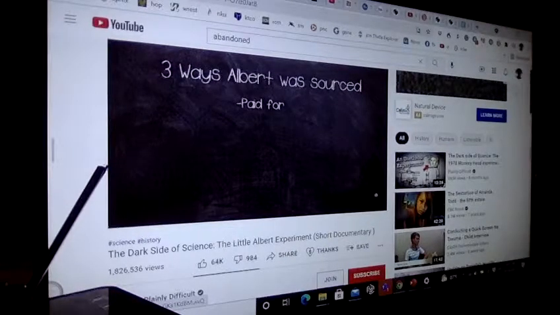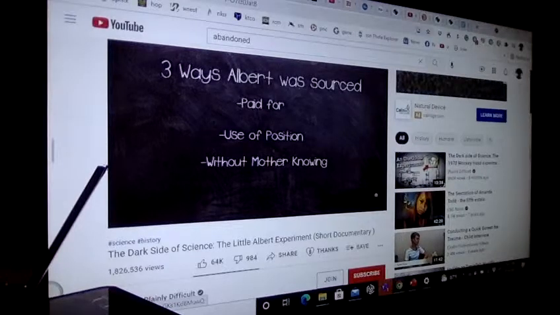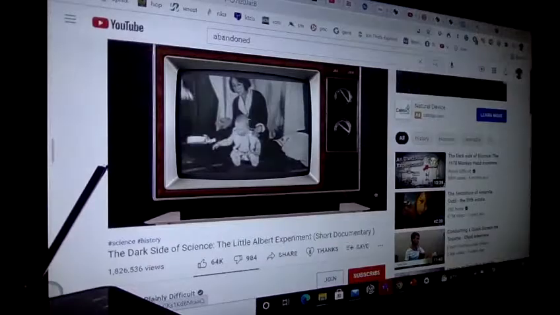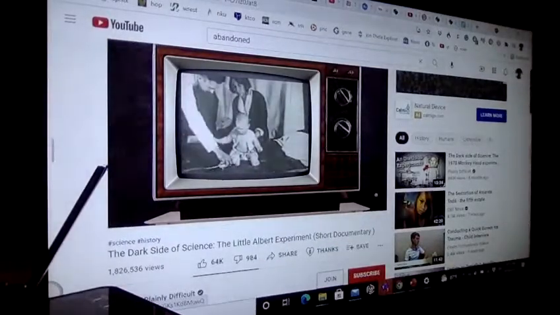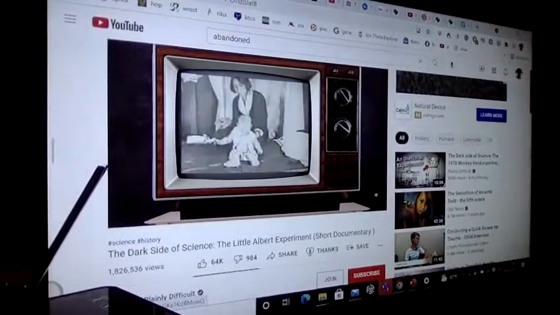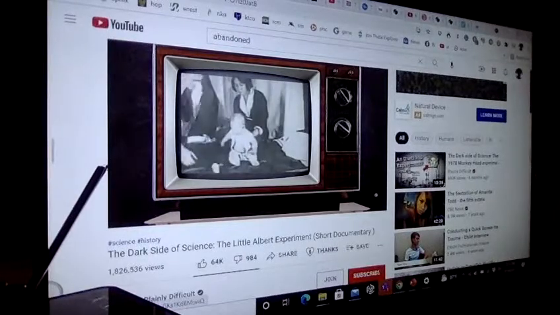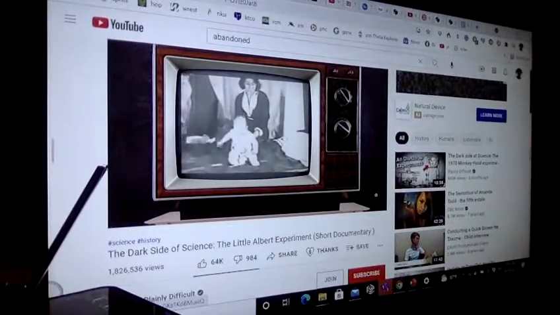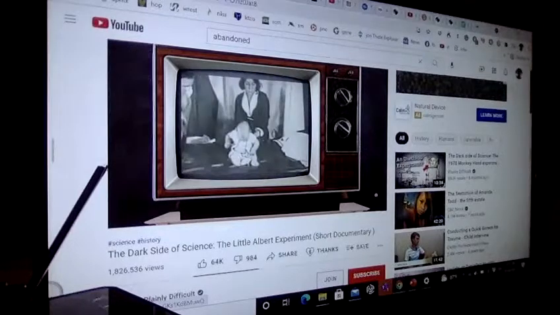There are three possible ways Watson got hold of Albert that have been considered. The first is through a paid study. The second is by using his connections at the hospital to coerce and allow access to the infant. And the final is from doing the experiment without the mother's knowledge. But we will never know 100% how Albert was found by Watson, and we don't even know if that is his real name. What we do know is that he was selected due to being healthy.